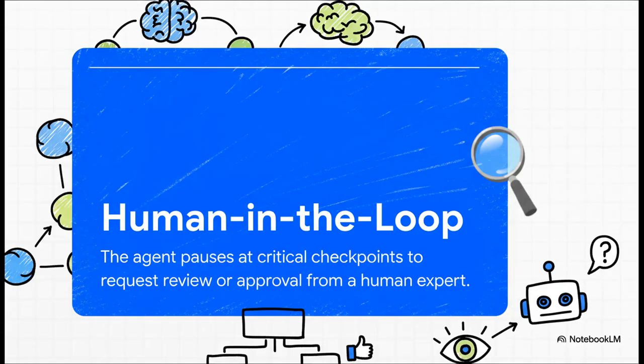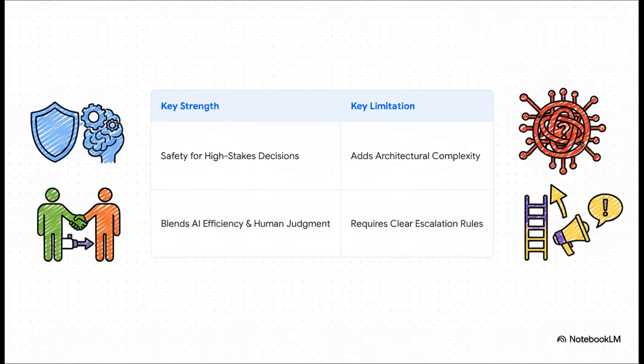And finally, we have a really important one, the human-in-the-loop pattern. This one provides some crucial safety rails. It basically admits that some decisions are too important to be fully automated. So the agent does all the heavy lifting, but it's programmed to pause at critical moments and ask a human for the final say-so. This is non-negotiable for anything high stakes.